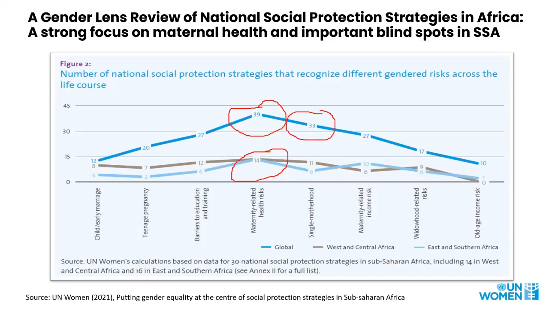We also have single motherhood, maternity-related income risk, and barriers to education and training. But fewer countries address the issue of old age risk and child early marriage, and provide social protection strategies to address them.